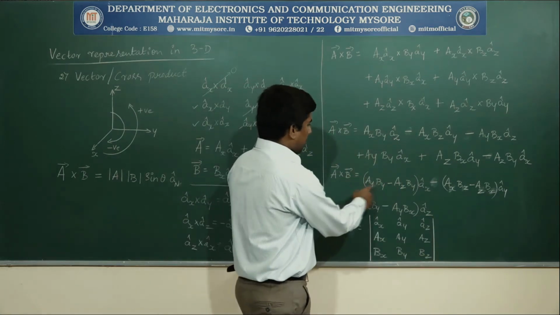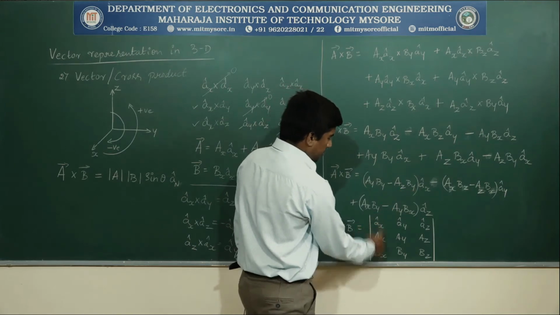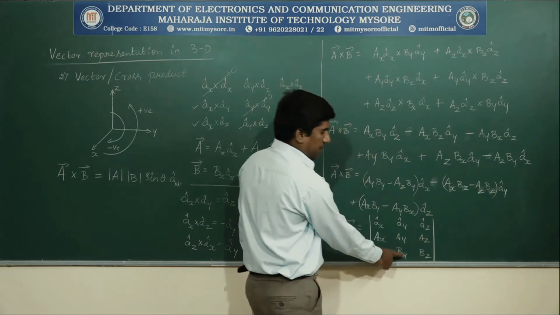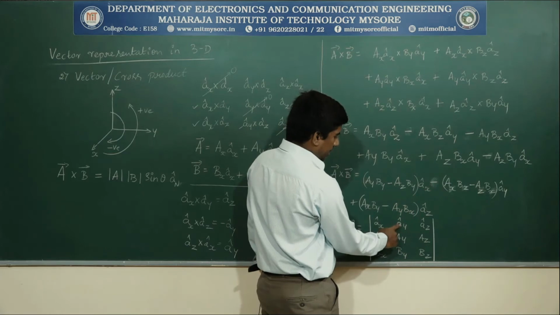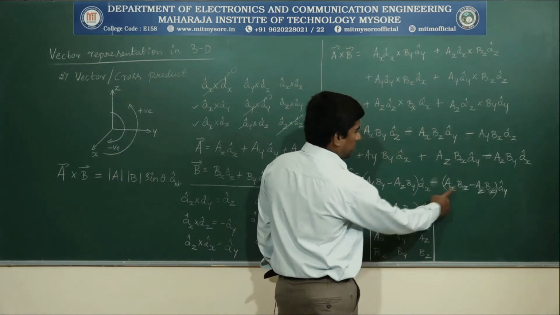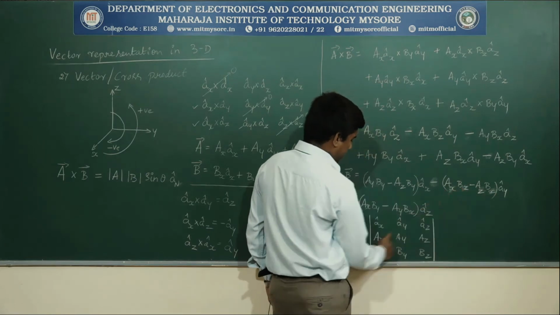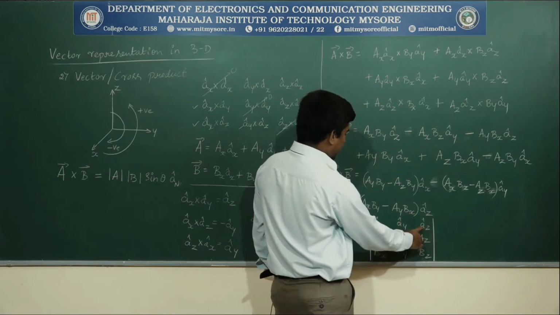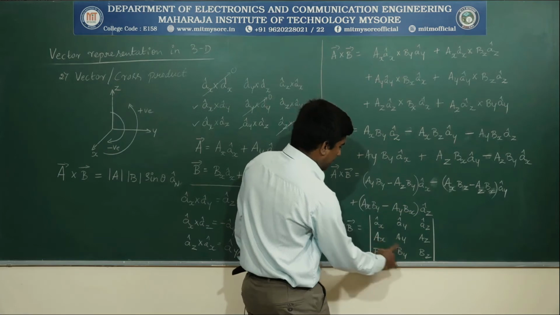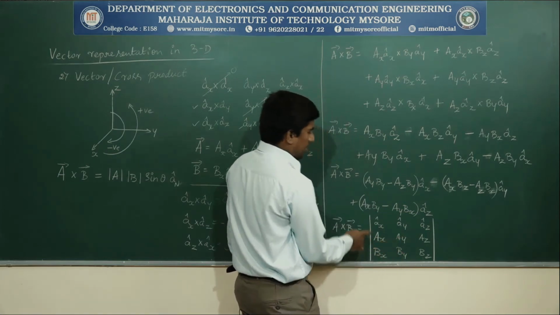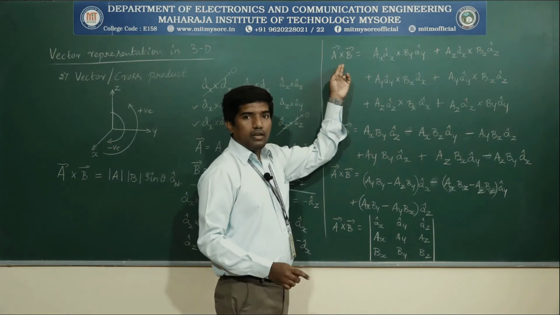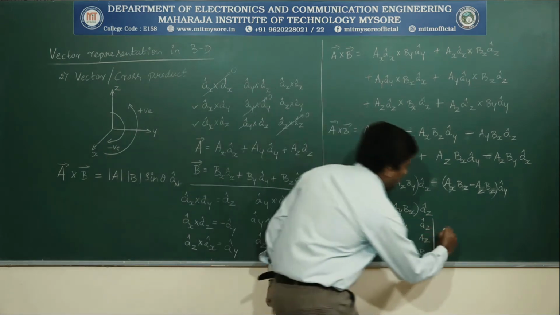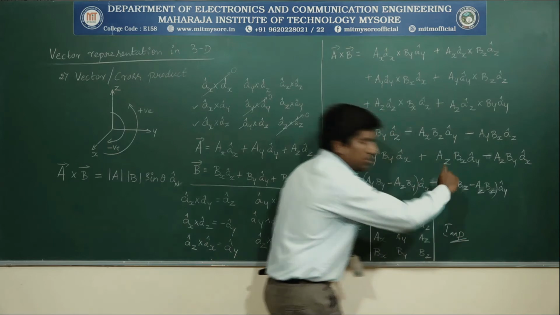Let me check here. In order to obtain the first term A cap X, we need to delete these two: AY into BZ minus AZ into BY. Then minus A cap Y into AX BZ minus AZ BX. Got it? Then plus A cap Z into AX BY minus AY BX. Hence, the cross product between any coplanar vectors A and B is represented by this determinant. This is very, very important for our next discussions.